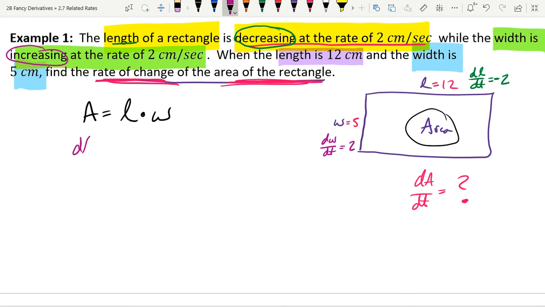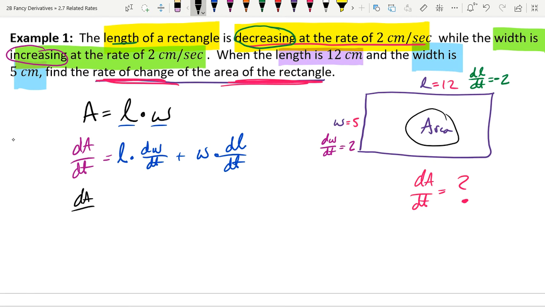The derivative of A is dA over dt. On the other side, we're taking the derivative of two things being multiplied together. To do that, we need the product rule: first times the derivative of the second, plus the second times the derivative of the first. That's my equation. Then we're going to plug in what we know.